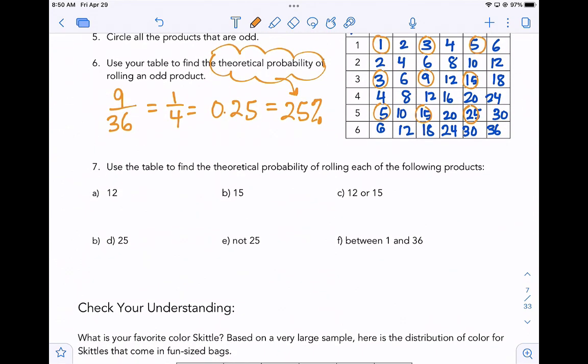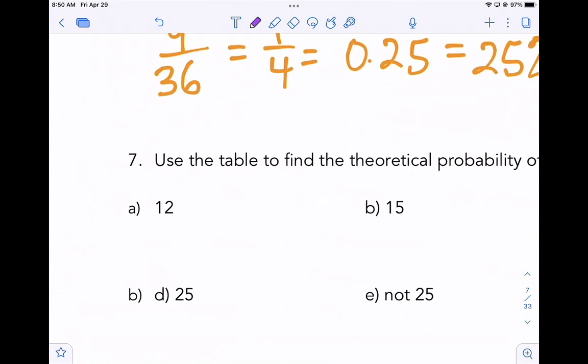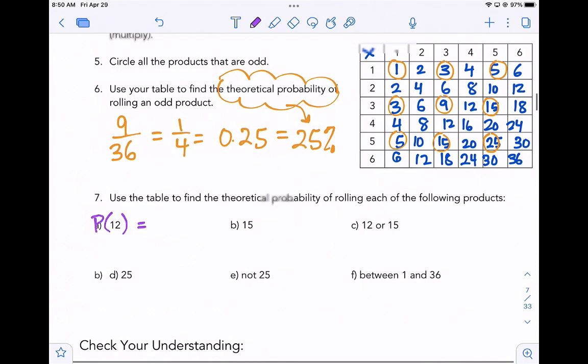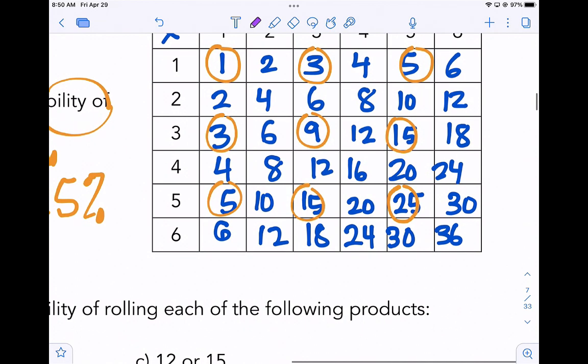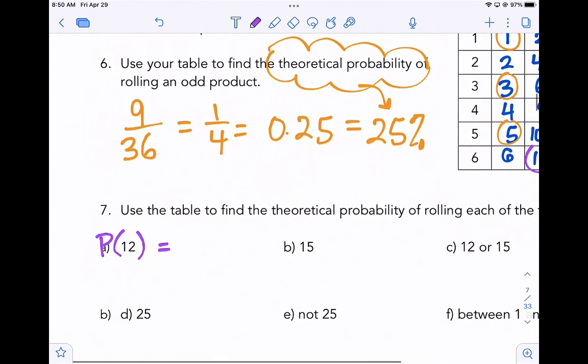Use the table to find the theoretical probability of rolling each of the following products. So when they want probability, they might put a P in front of it. So what's the probability of rolling a 12? And how many 12s are there? We would have to count total 12s. 1, 2, 3, 4. 4 out of 36.